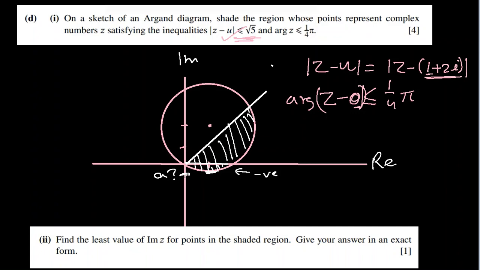Let's call it a. So a is a level which is, we know this is 2, and we know the distance between the center and the circumference is square root 5. So it will be 2 minus square root 5. This will be the value of a. And they're saying give it in exact form, right? Exact form. So 2 minus square root 5 will be the value of a.